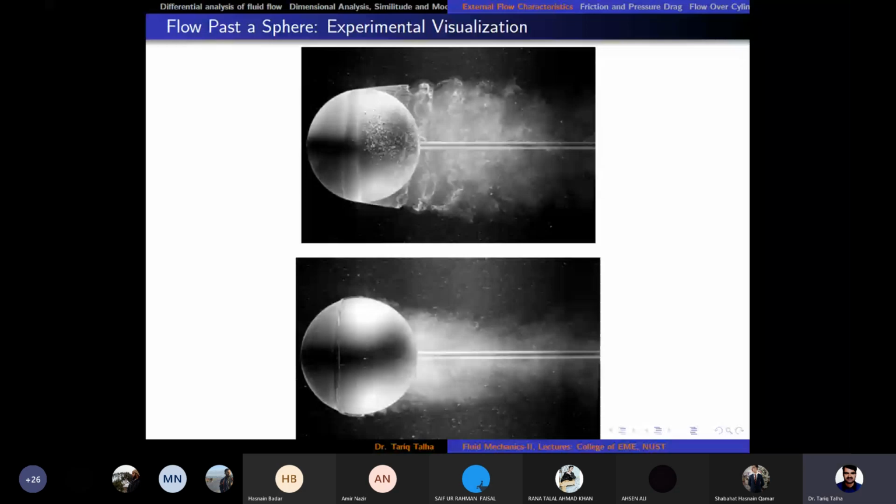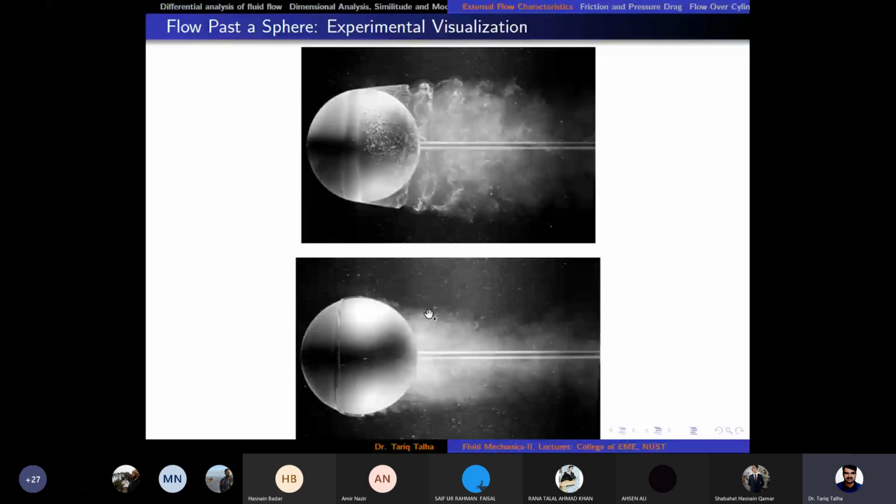Okay, and that is the other reason that we create patches on a football, because we also want to have that turbulent effect, so that the kick would make the ball travel quite far in the air. Because if the flow is turbulent inside the boundary layer, the wake region would be less.